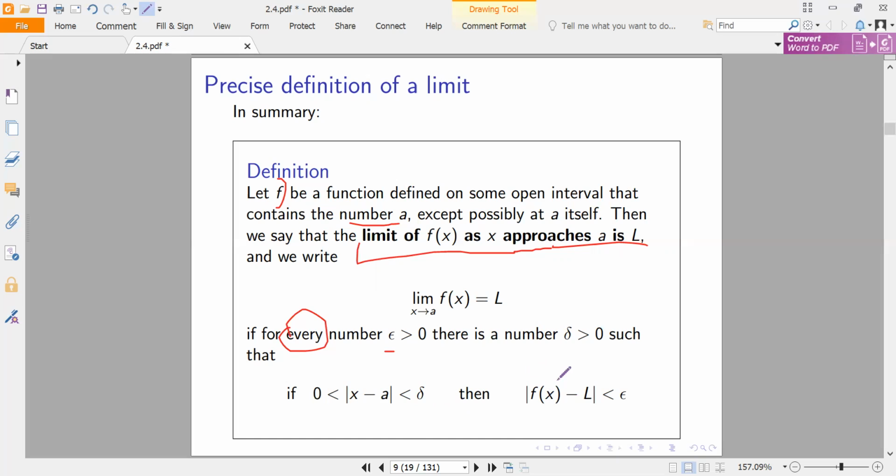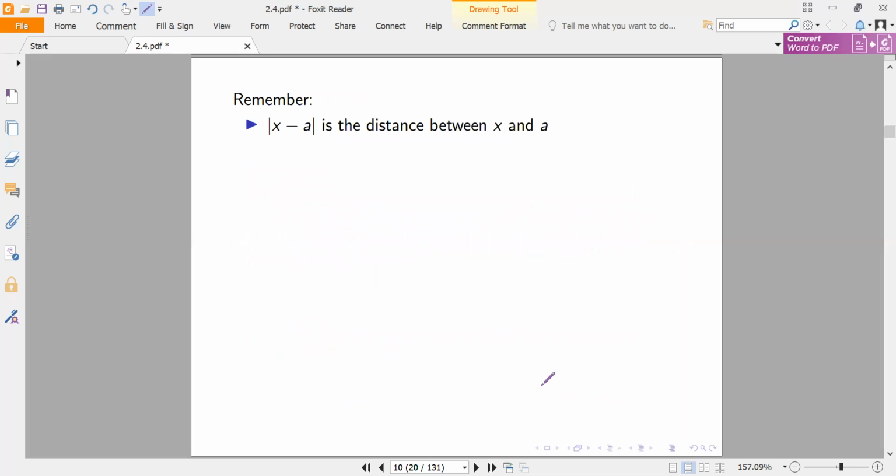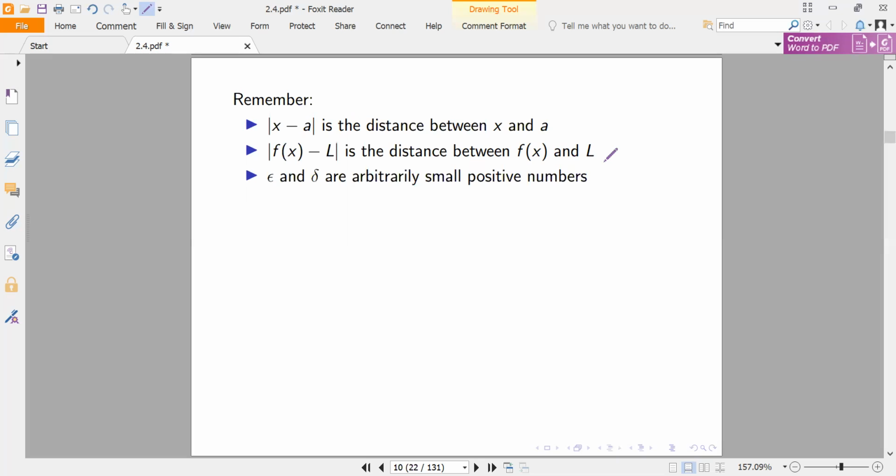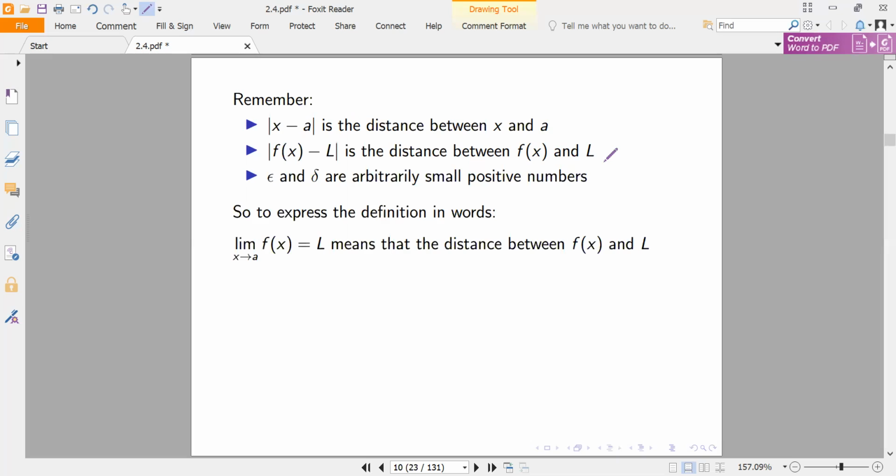So if this is the case, then L is the limit of f of x. Basically, we can say that this is how we define a limit. Let's try to break it down again. Remember, the absolute value is the distance. The absolute value of x minus a is the distance between x and a, and the absolute value of f of x minus L is the distance between f of x and L. And again, epsilon and delta are not specific numbers, they're just arbitrarily small positive numbers.